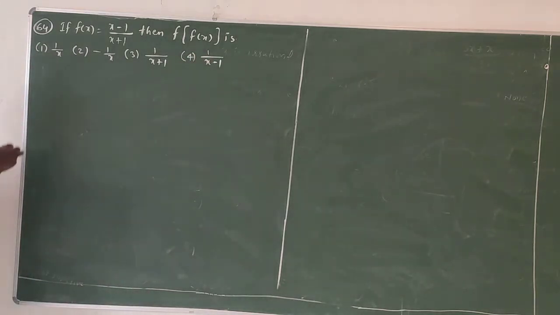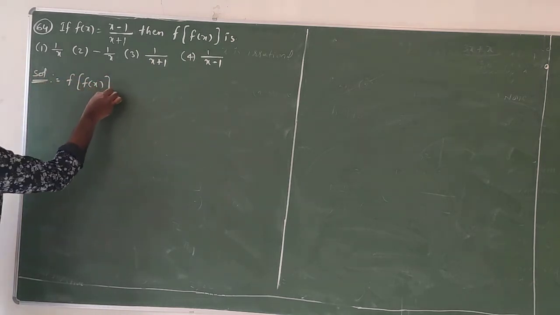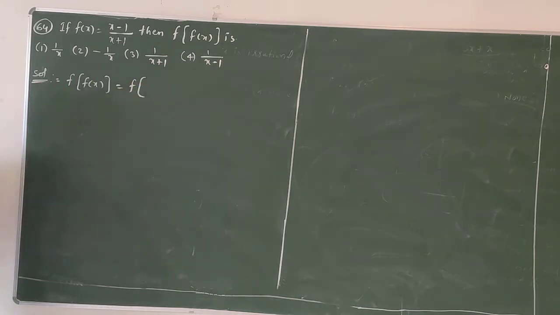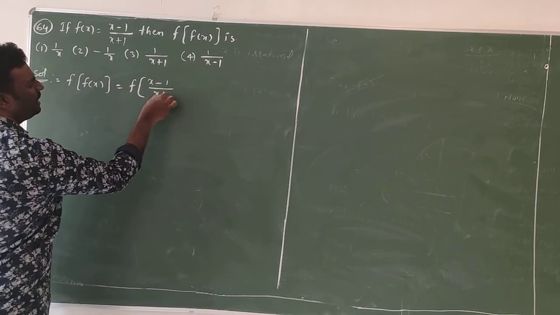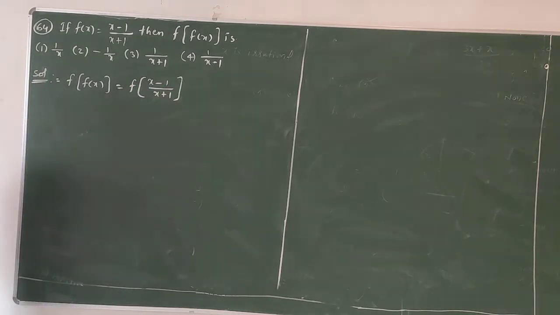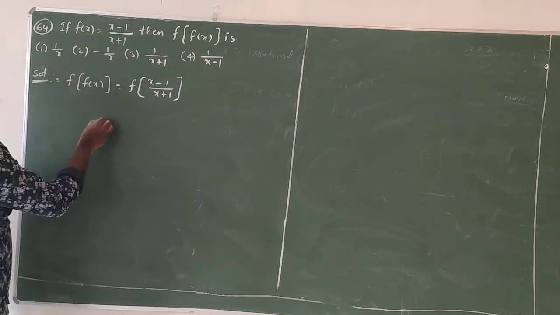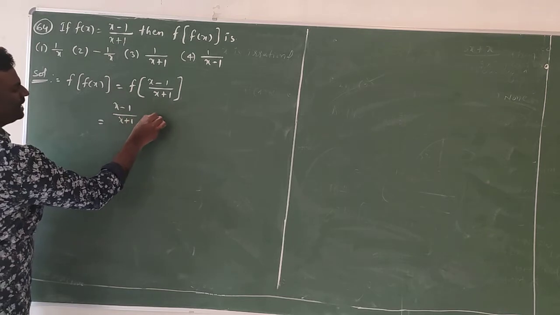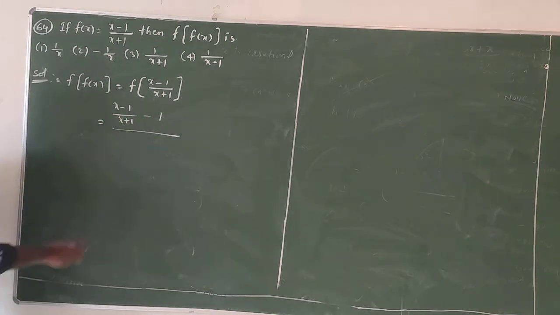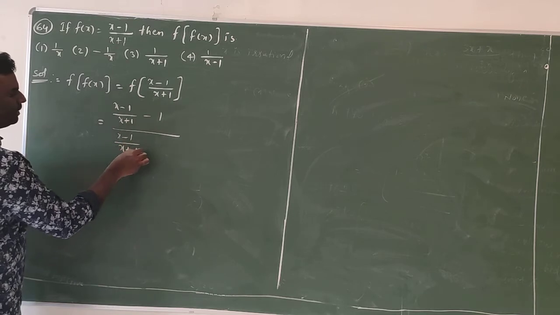Okay. Listen, how to find f of f of x. The function f of x is given, that is nothing but x minus 1 by x plus 1. You need to substitute this total value in place of x. Then what you will get? x minus 1 by x plus 1 minus 1 by x minus 1 by x plus 1 plus 1.